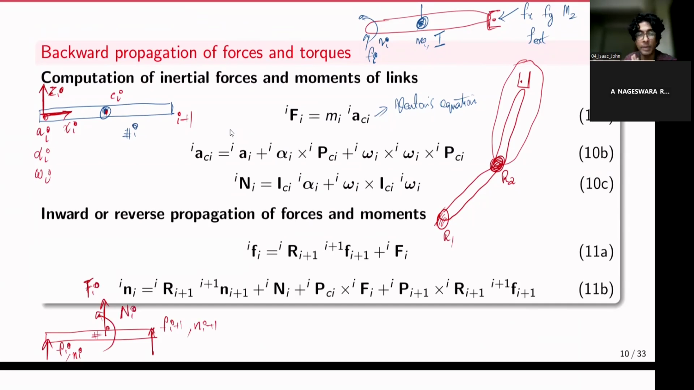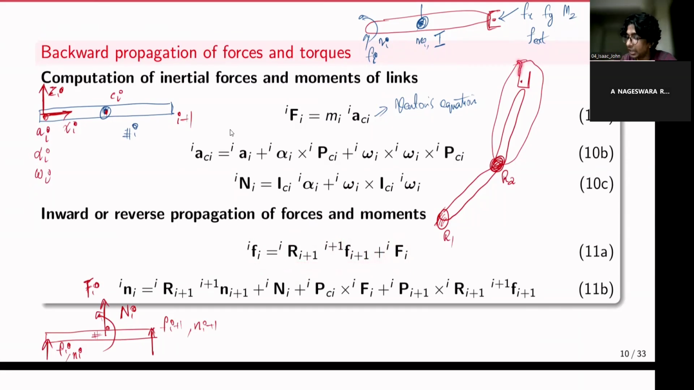So if you do a simple force balance, the force acting on this end, Fi, is nothing but Fi plus 1 plus the inertial component. But now, since we are representing everything with respect to the ith frame, for the purposes of this recursion, the force Fi plus 1 would be brought back to the ith frame using this rotation matrix, and it will be added with the inertial component. This is a simple force balance, right?